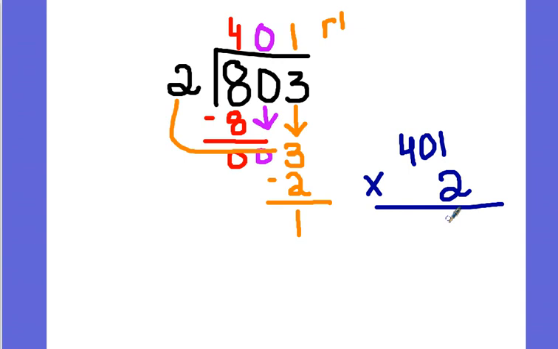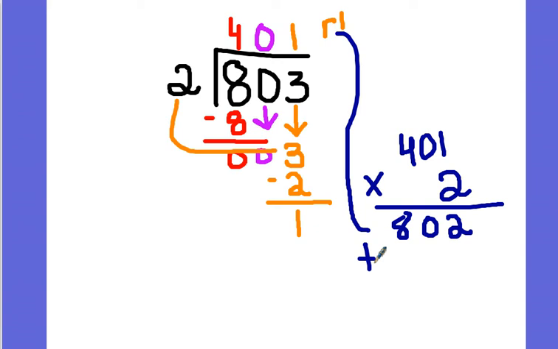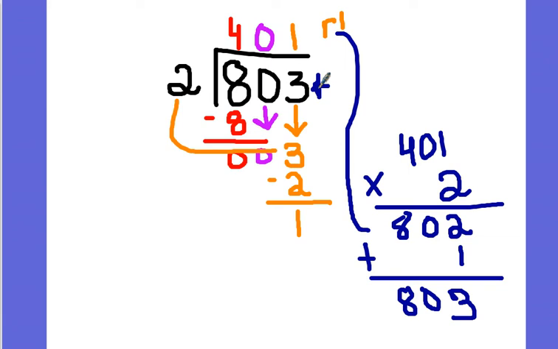Okay, 2 times 1 is 2, 2 times 0 is 0, 4 times 2 is 8. Okay, and then we can't forget about this remainder, so we have to add that remainder to our number, and we'll get the number 803. Okay, is that the number we wanted? Yes, so that is good to go there. So we got the right answer.